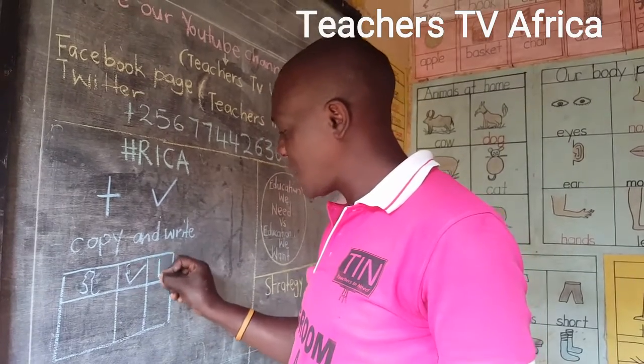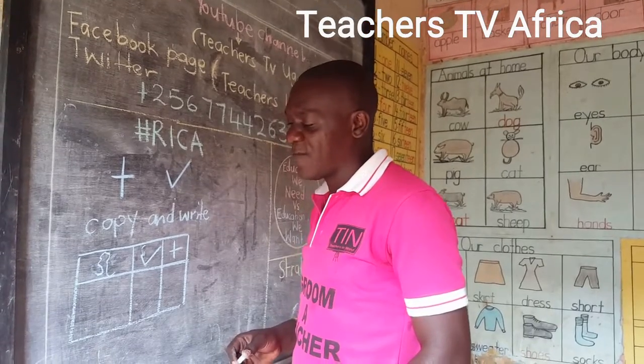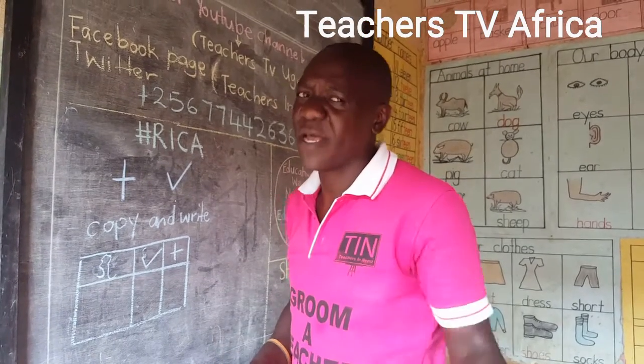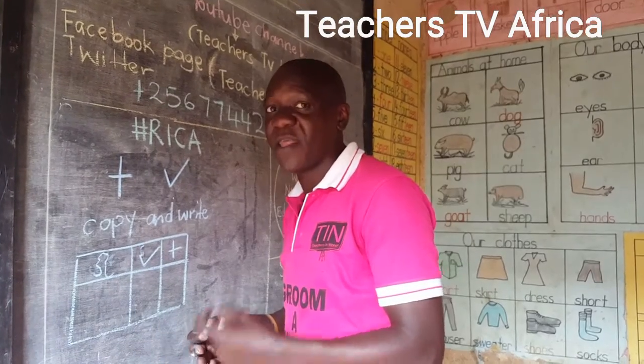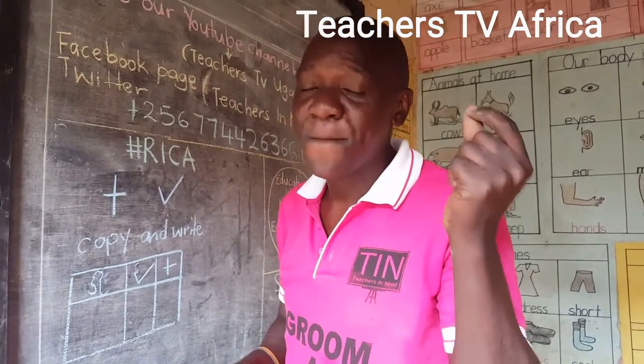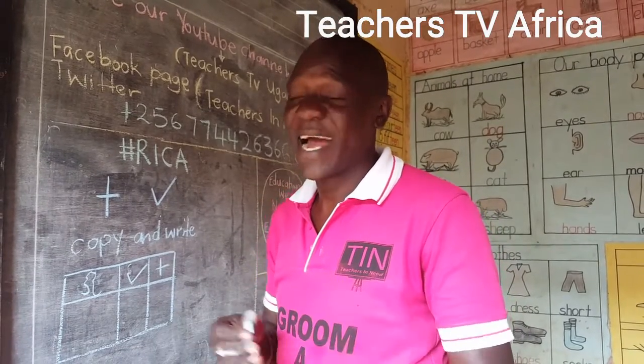Then here, it will be sound T. Then they repeat this as an activity in their box. They can do it for two or three days. But the main objective is the mastery. The main objective is the mastery. Don't rush it. Take it slow so that they can understand.